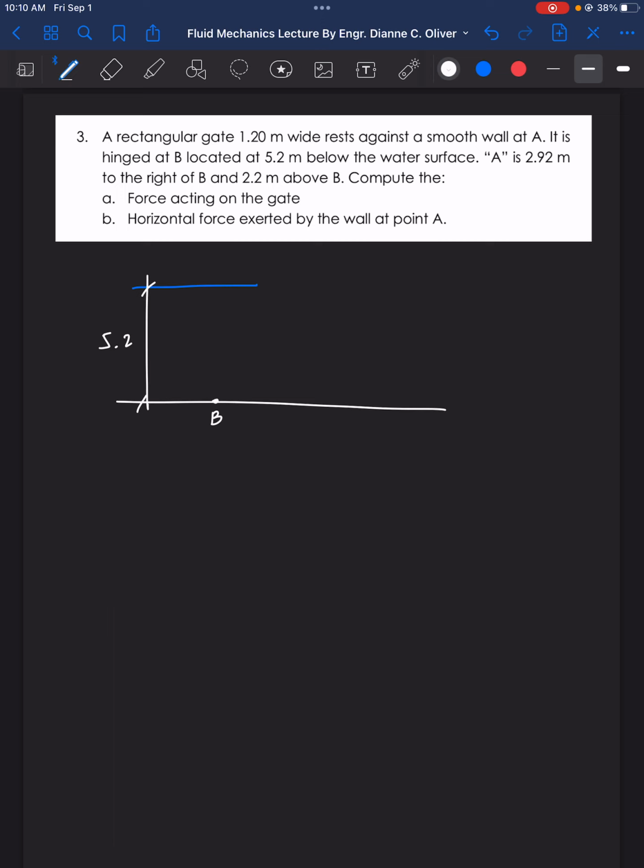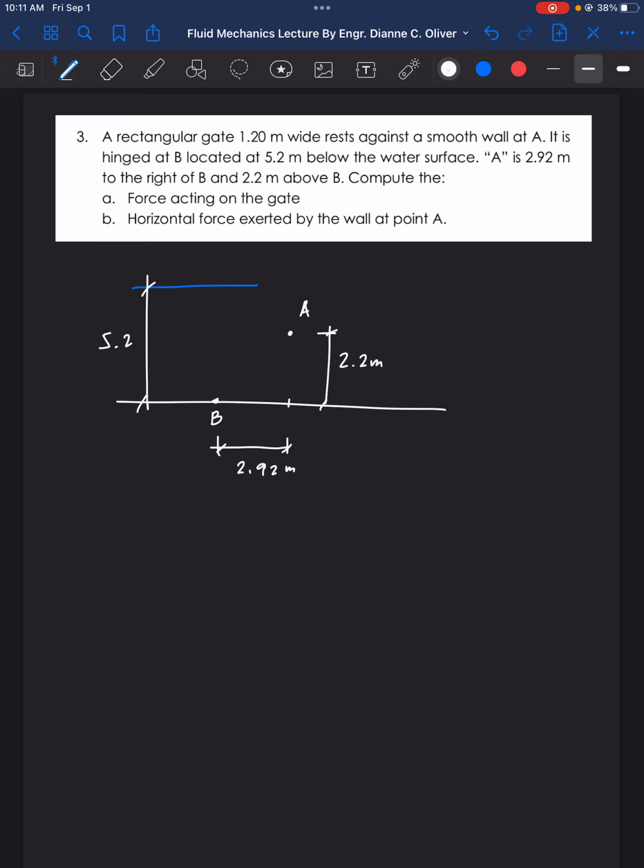And then point A is 2.92 meters to the right of B. So here you go. This is your point A. To the right, that is 2.92 meters. And then it's 2.2 meters above B. So 2.92 to the right of B, and then going upward 2.2 meters. So it's located here. This is your 2.2 meters, and this is point A.